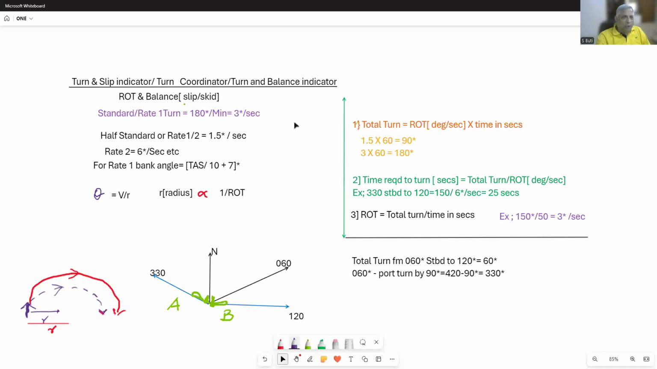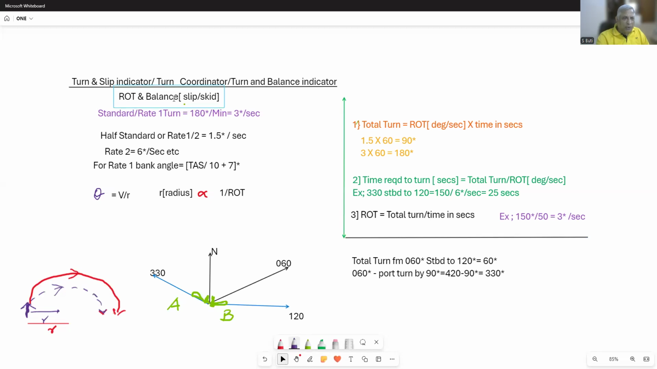There are primarily two instruments which have numericals, that is the turn and slip indicator and the directional gyro indicator. Let's sort out the turn and slip indicator, also called turn coordinator or turn and balance indicator, a two-in-one instrument which shows you the rate at which you are turning and whether your turn is balanced or not.